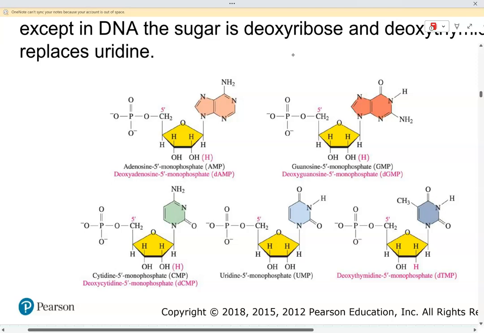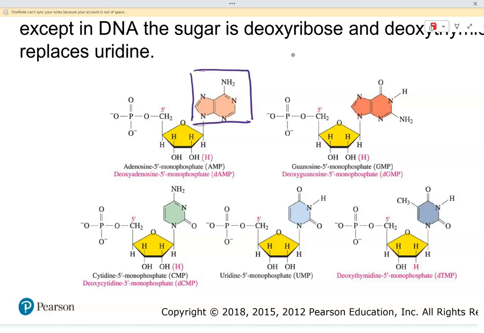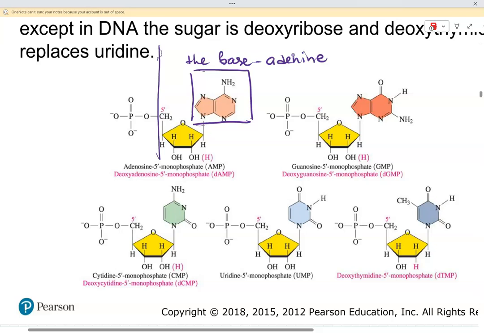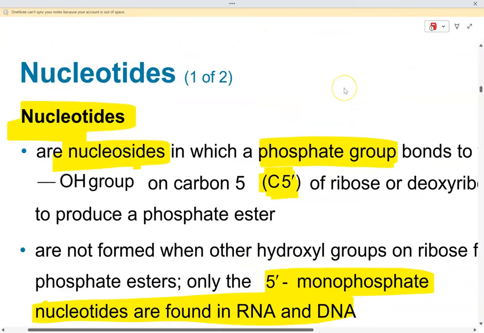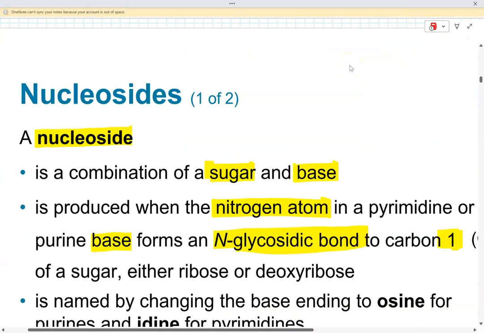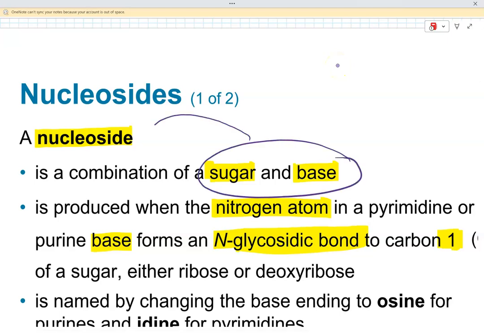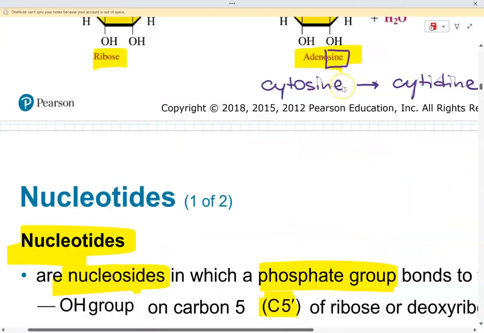Now, Ariel, sort of repeat after me. Okay? No, seriously, because it really helps learning. What is this? The base. And the base here is adenine. Good? What is this? No, all together. The sugar plus base is what? A nucleoside. Okay?